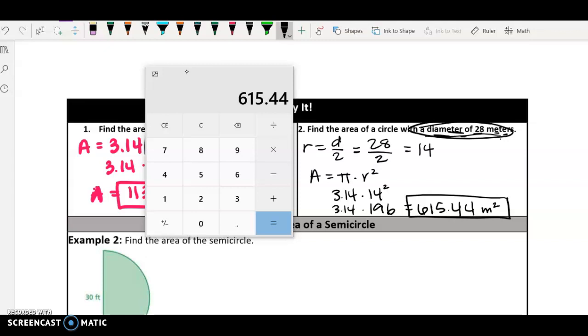And then now we can use pi r squared. So we have 3.14 times 14 squared. So 14 times 14 is 196. So then 196 times 3.14 gives me 615.44.